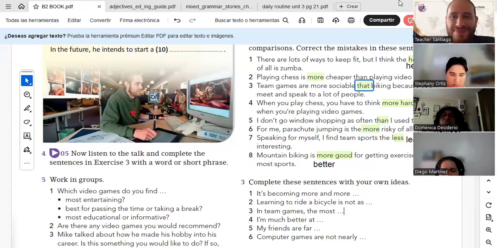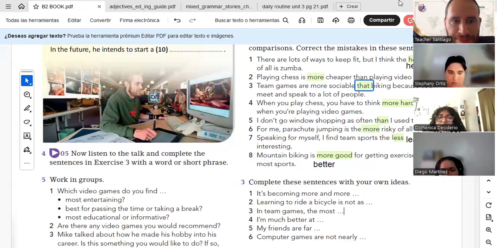Domenica. It's becoming more and more popular to exercise every day. Learning to ride a bicycle is not as difficult as it looks. In team games, the most important thing is working together. I'm much better at playing basket than playing soccer. My friends are far more interested in the art than I am. Computer games are not nearly as exciting as going outside with friends.